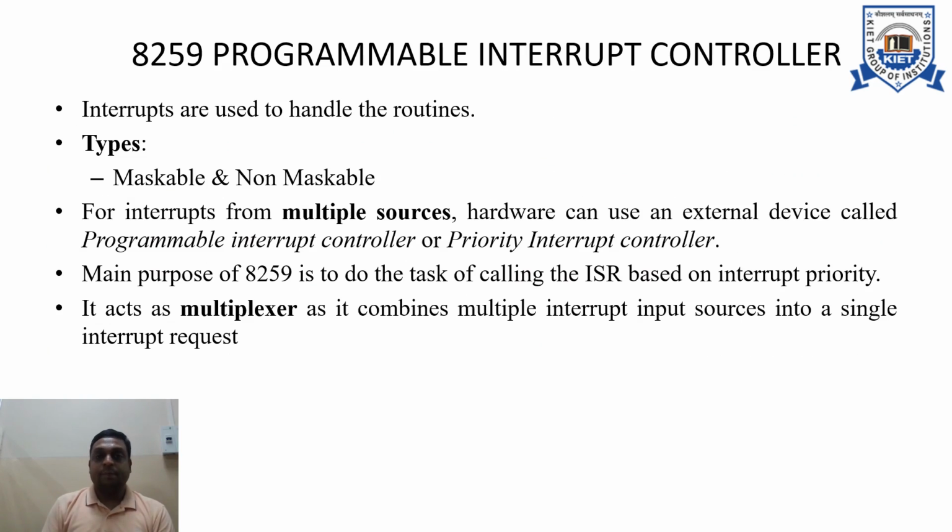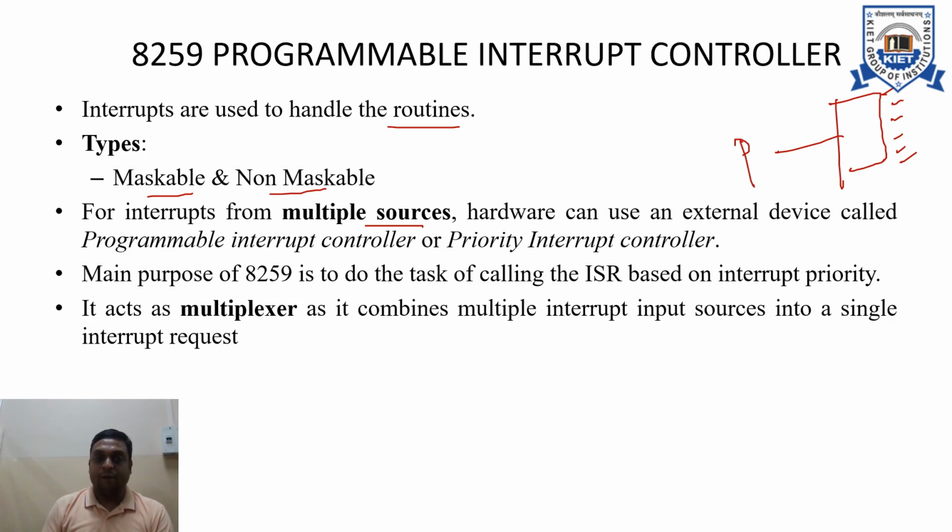The 8259 interrupt controller is used for handling the interrupts, and interrupts are used to handle the routines. There are two types of interrupts, maskable and non-maskable, which we have already discussed earlier. For interrupts from multiple sources, an external device, that is the PIC, meaning 8259, can be used. So 8259 is connected with multiple interrupt sources, and it will give a single interrupt to the processor for handling.